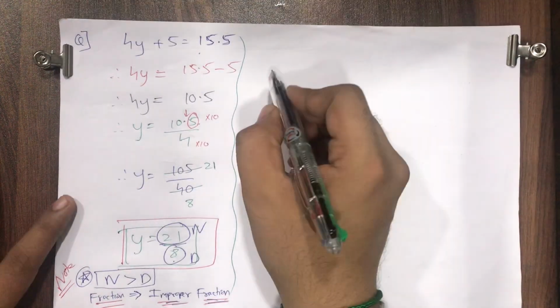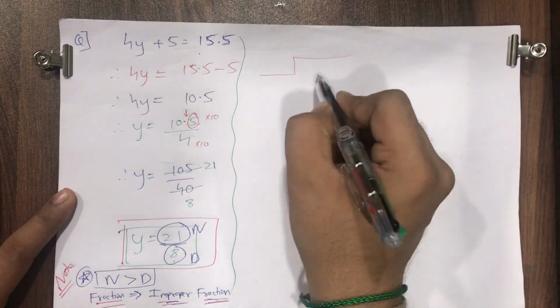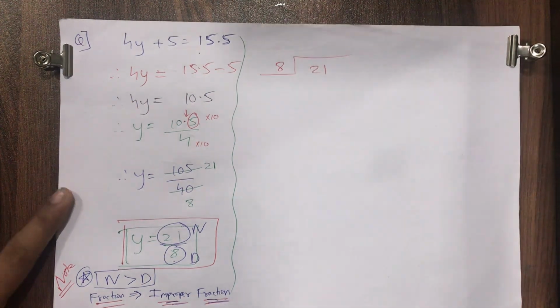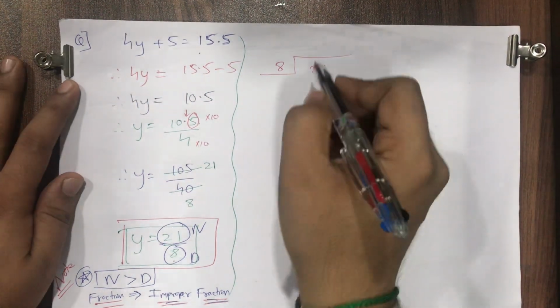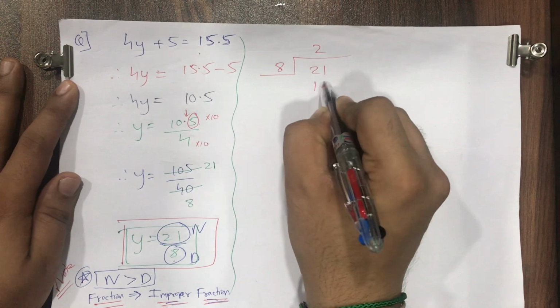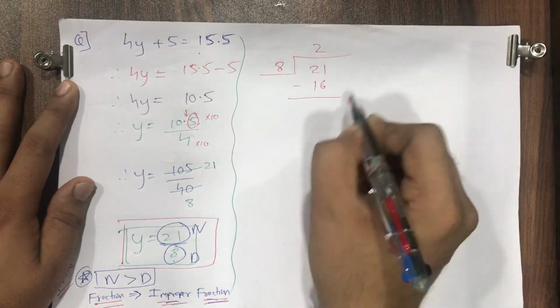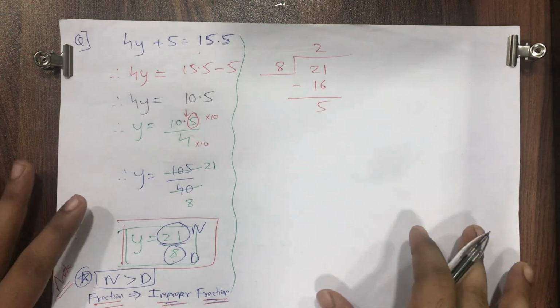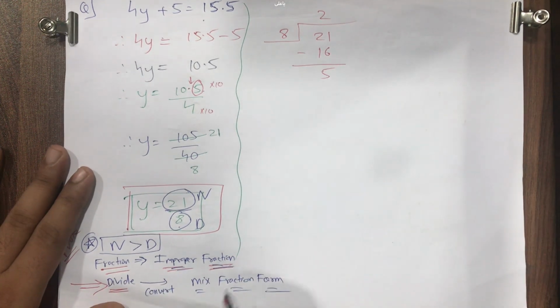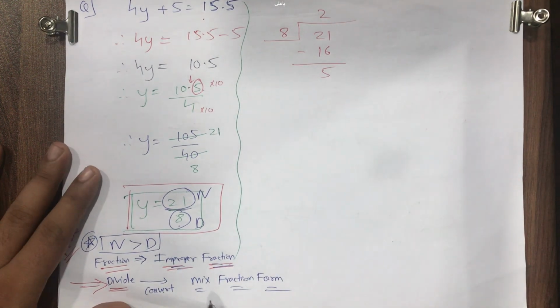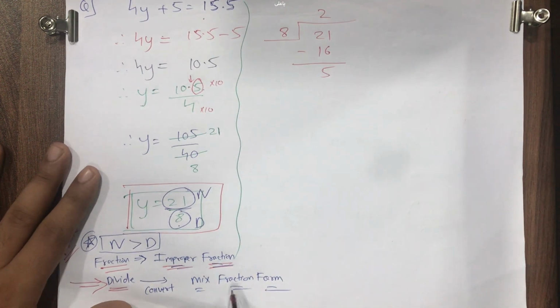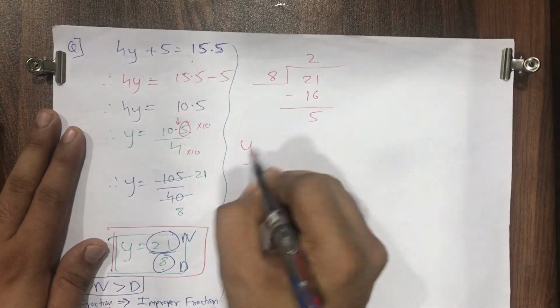So let's do the first step, divide. I'll be dividing this: 21 divided by 8. 8 2s are 16, minus, and 5 is remaining. I will not convert into decimal form. I'll convert into mixed fraction form. So can I say now what y will be?